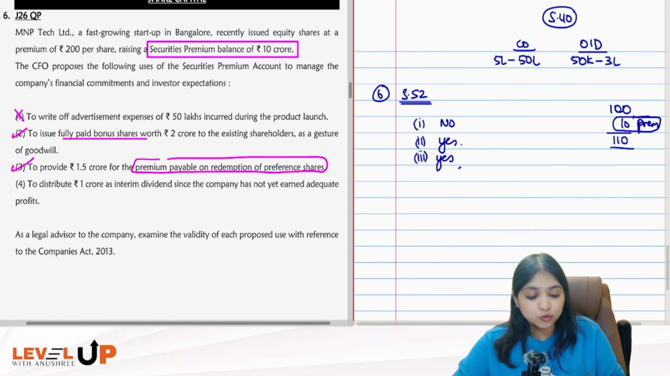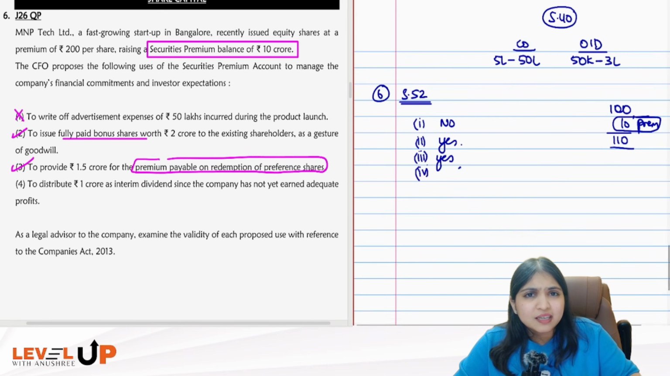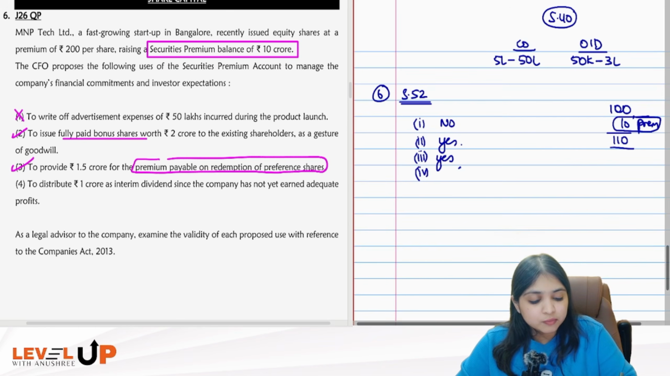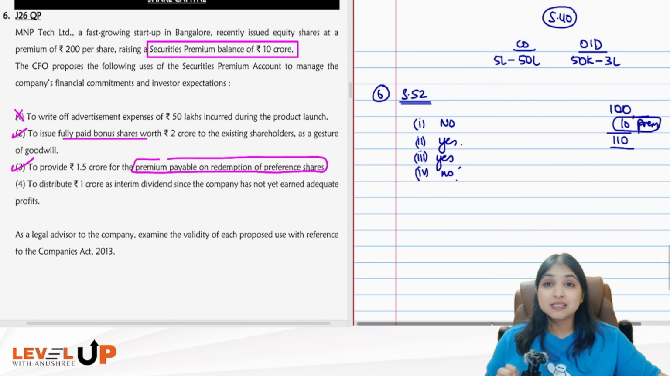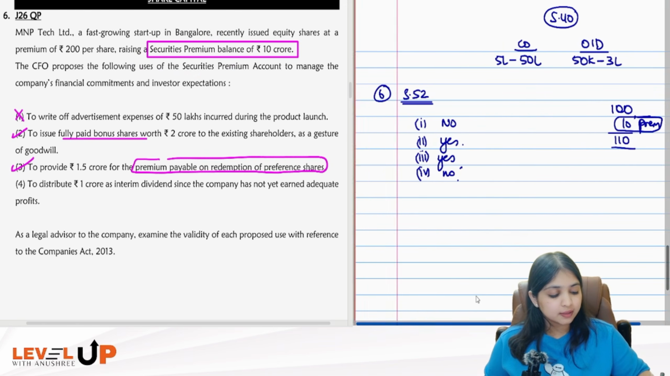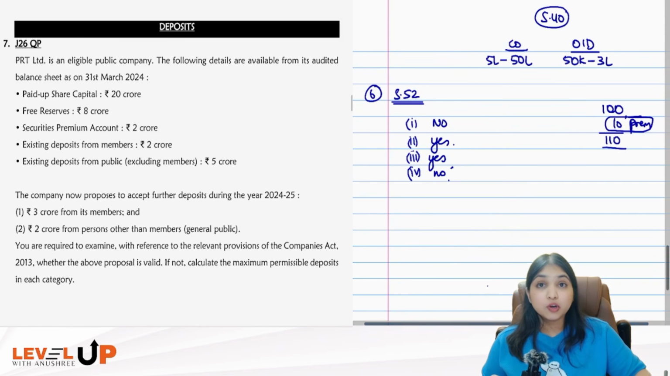Then comes the fourth situation, to distribute 1 crore as interim dividend. To pay interim dividend, can you use money from your securities premium account? No, that is not allowed. Okay, this was a simple section 52 question. Then come to the next question, question number 7. This is from your deposits chapter.